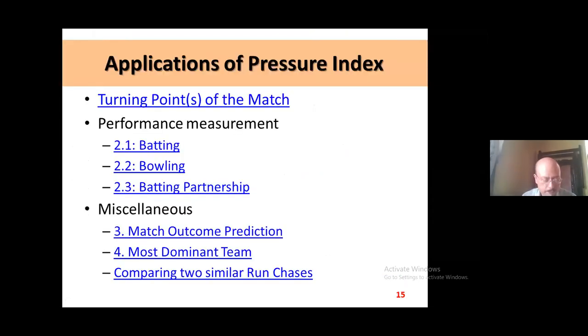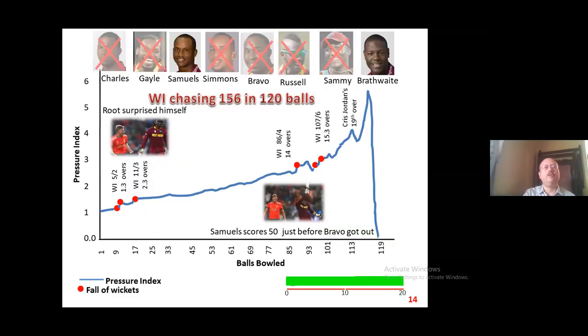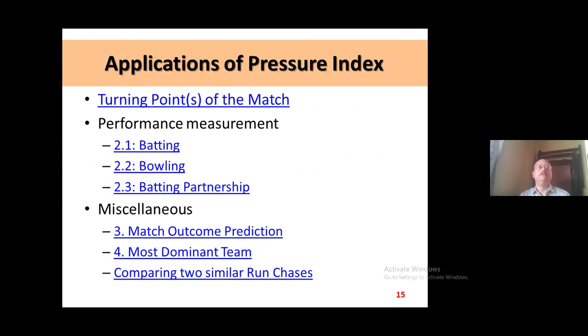Okay, so what are the possible applications of this pressure index? One straightforward thing is we can simply look at this graph and understand how much the fluctuations happened, etc. But that is just a very descriptive way of talking about a match. We want to do much more than that. So these are the things that I'm going to talk about in this presentation today. It's a subset of the things that can be done with this. And as I told you, there is a book where all these and other issues are discussed.